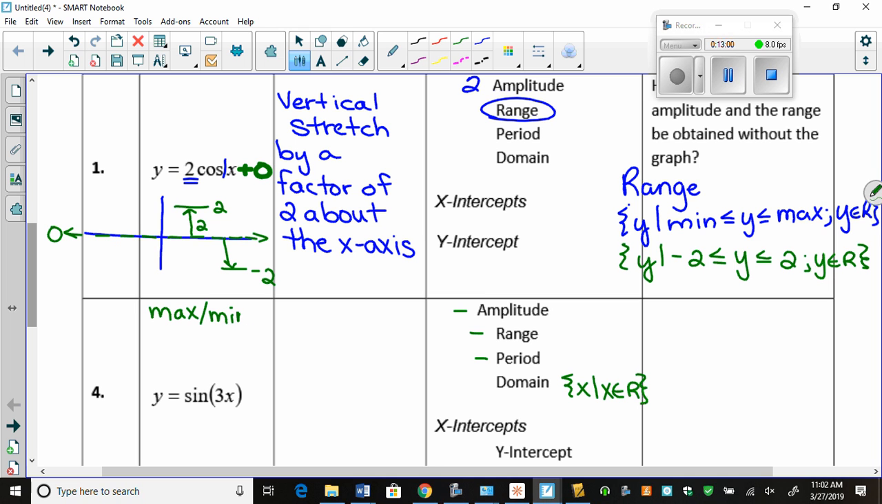What transformation do we have happening? This 3, what is that? It's between the sine and the x, so it's with the x, so it's a what stretch? Horizontal stretch. By a factor of? How much? 1/3. It always flips, about the opposite axis, so about the y-axis.